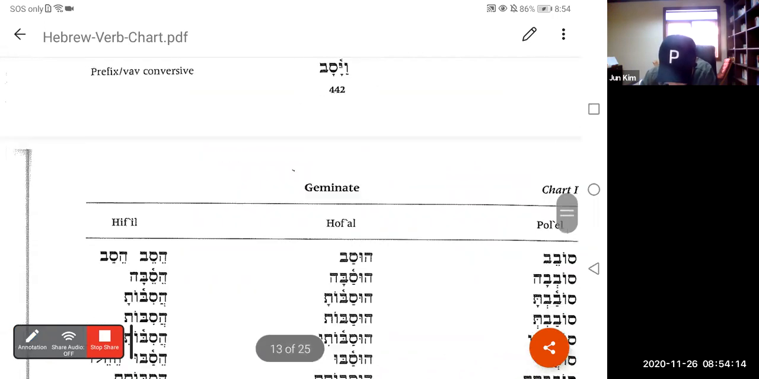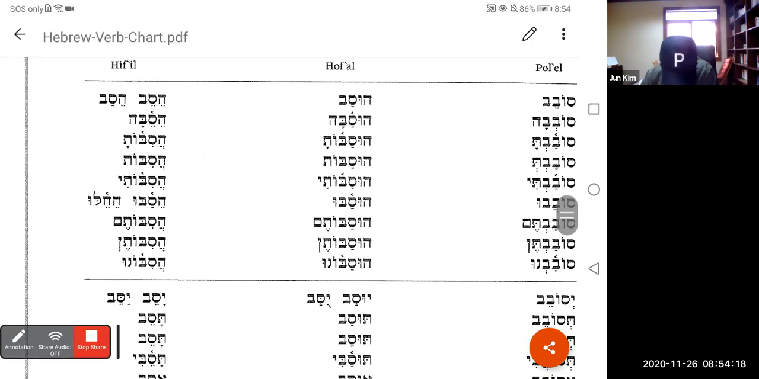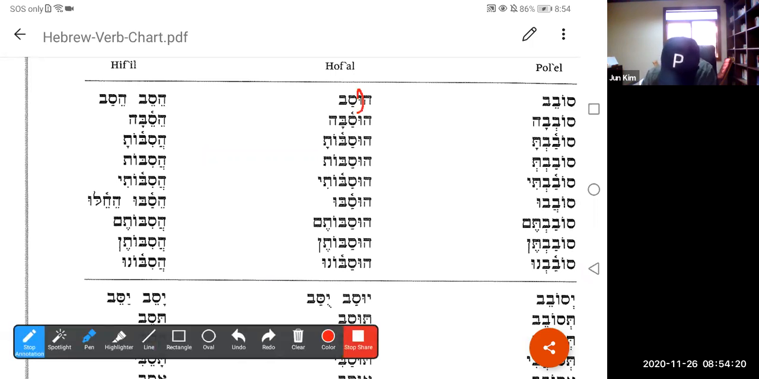Another thing, then let's move on to Hofal. Okay. We have... What is this? Is it a vav or a shurek? It's a shurek. Okay, because we don't have a vowel point under it, right? So it must be a vowel. So this one is a shurek.